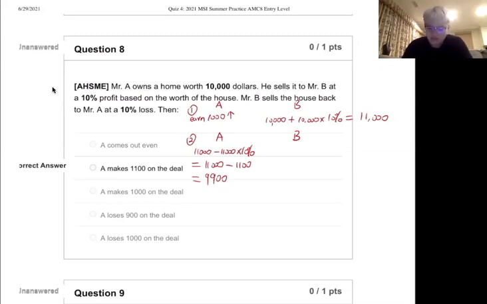So A at last has a house worth $10,000, and he paid 9,900 to get it back, right? So he earns $100 from the second transaction, plus the first transaction, which he made $1,000, he makes $1,100 in total, and that will give us answer B.